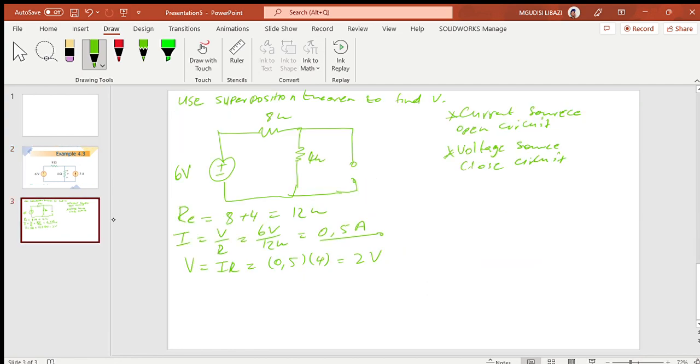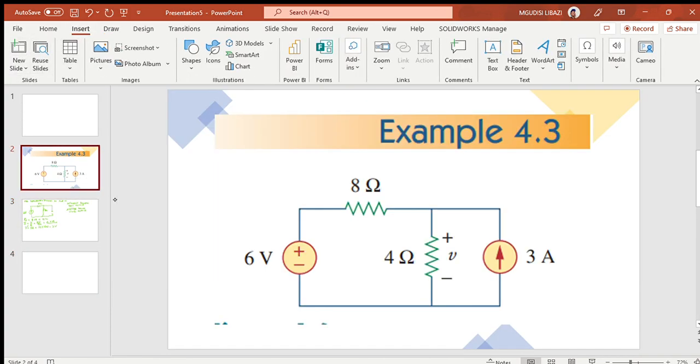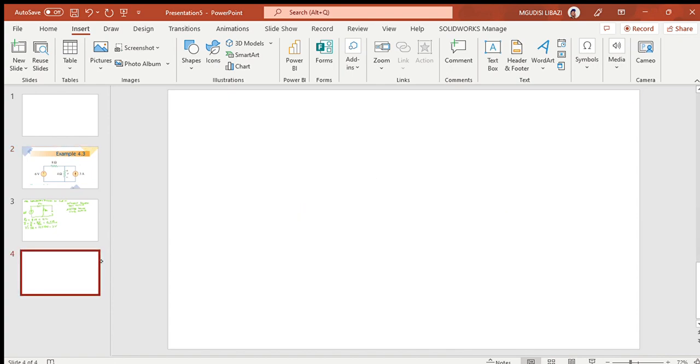Now what's going to happen? I'm going to call this V prime, because we're still going to calculate another voltage using the other source. So I'm going to add another slide and redraw this circuit. Remember, I'm going to remove a voltage source. When I remove a voltage source, I'm going to have something like this, and then I have my current source there, and this is what I have.